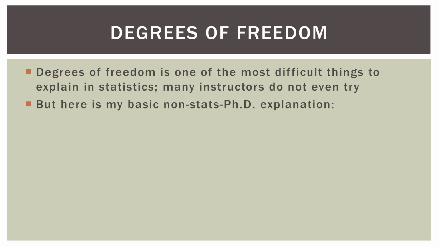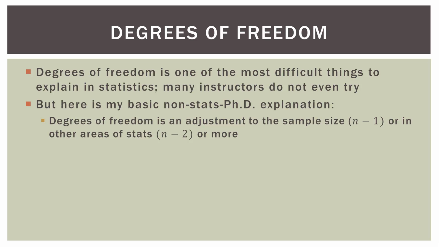So here's my basic non-stats PhD explanation. Degrees of freedom is basically an adjustment to our sample size. So you can see in the t-distribution we were using n-1. In other areas of stats, you might even have n-2 degrees of freedom, or even more. Okay, I can't think of many more than 2, but I can definitely think of examples where we use n-2. It's just an adjustment to our sample size.